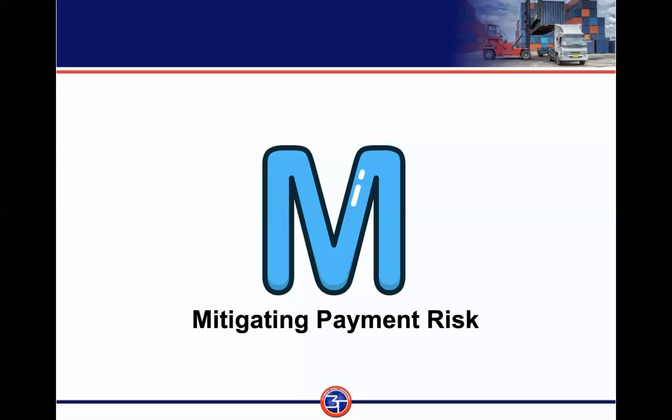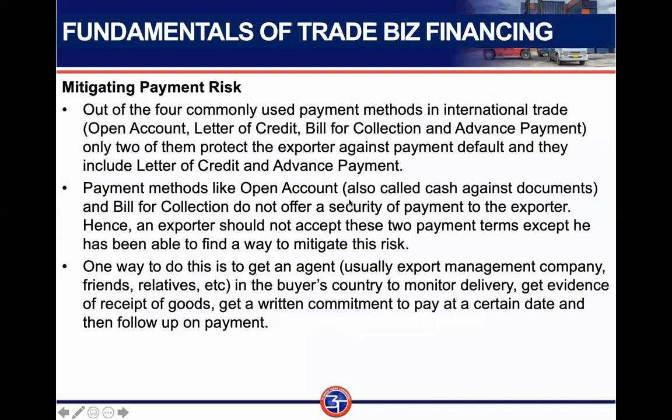Mitigating payment risk. Out of the 4 commonly used payment methods in international trade, what are the 4 commonly used? Open account, which CBN does not want in Nigeria, and is against them being allowed. Letter of credit, which everybody wants, but the trader doesn't want it anymore. Bill for collection, which a number of people want, but not so many. And then advance payment, payment in advance.